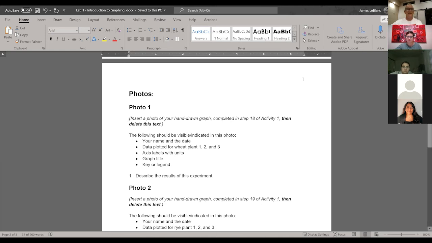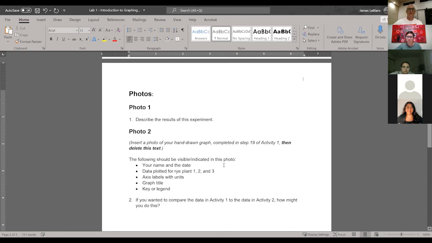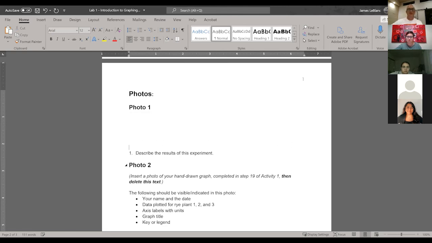Delete all this stuff, and instead paste a picture of your graph. I don't want to see all the instructions still here. Just put the picture of your graph in there. And then next, describe the results of the experiment, basically in your own words.